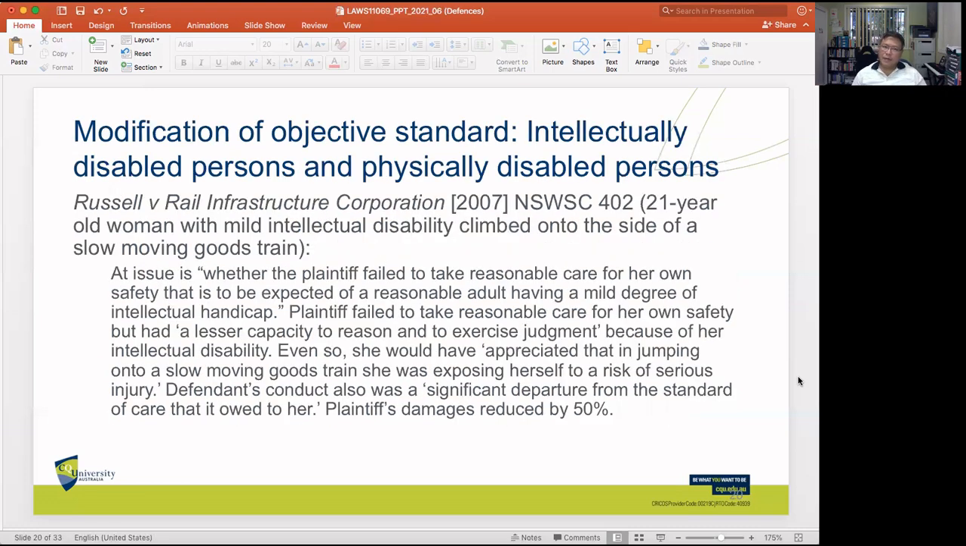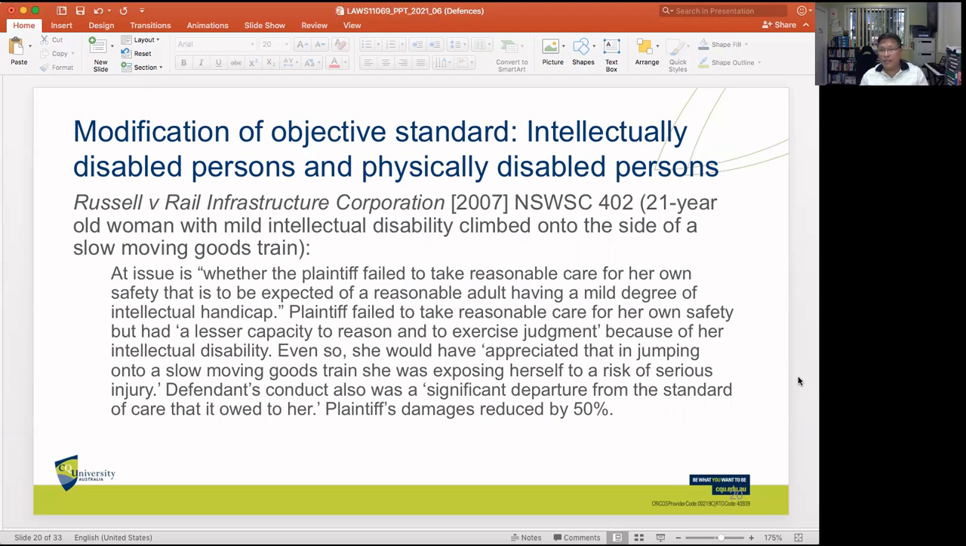So we've talked about a modification of the standard in relation to children. The question is, should there also be a modification of the objective standard in relation to intellectually disabled persons and persons with physical disability? In this particular case of Russell versus Rail Infrastructure Corporation, a 21-year-old woman with mild intellectual disability climbed onto the side of a slow-moving goods train.